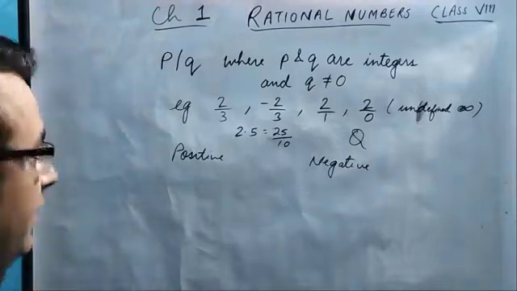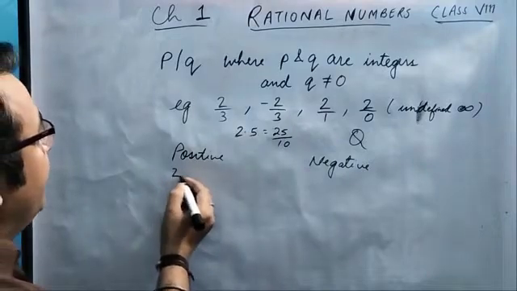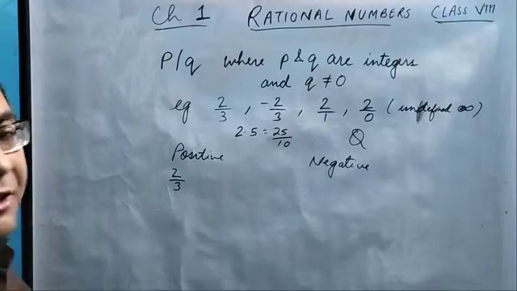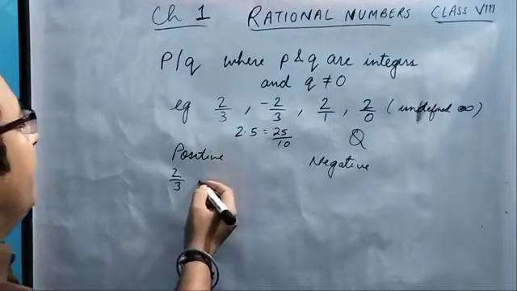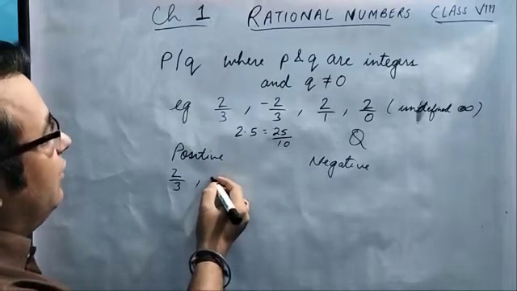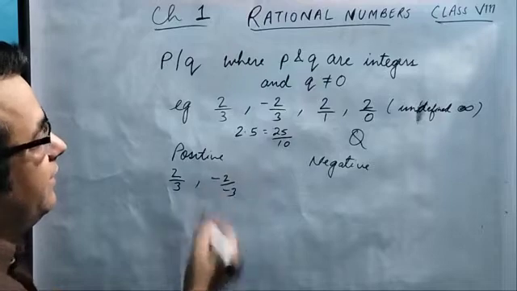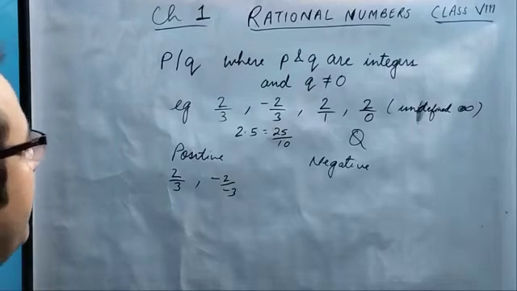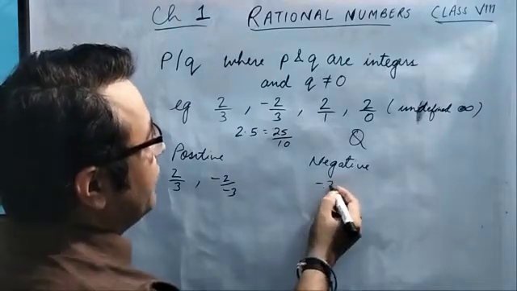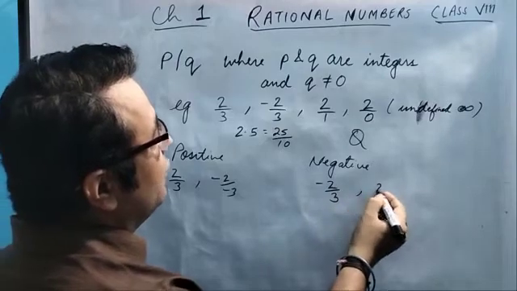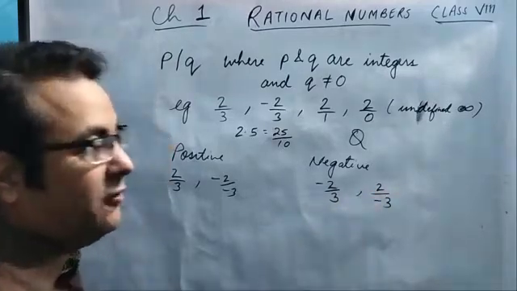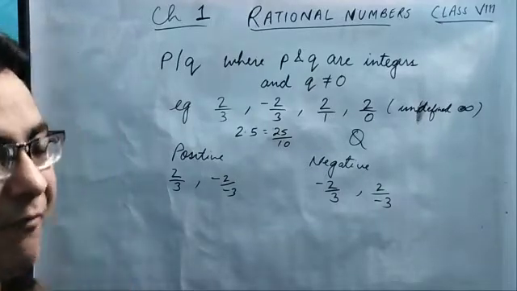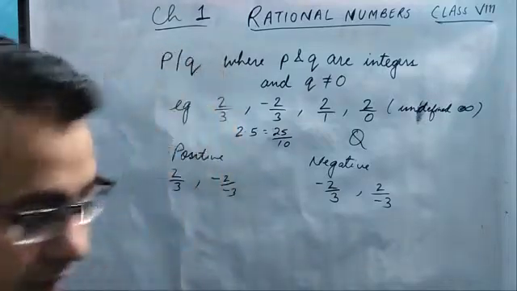So if the sign of both the denominator and numerator is the same, that is, if I write 2 upon 3, here the sign of both the numerator and denominator is positive. So it will be a positive rational number. Or if I write minus 2 upon minus 3, here also the sign of both is the same, so it will also be a positive rational number. Similarly, if I write minus 2 upon 3 and 2 upon minus 3, here the signs of numerator and denominator are different. So it will be a negative rational number. Okay, so I hope rational numbers is clear.